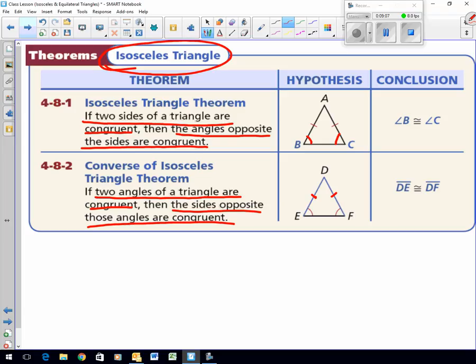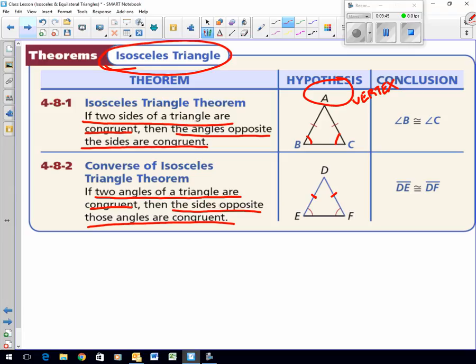Here's a hint. The vertex angle is the one that's not part of the congruence. Which angle is the vertex angle in this diagram? The vertex is A. Notice that A is not part of the congruence. The vertex angle is formed by two congruent sides. Now, what do we call those congruent sides?